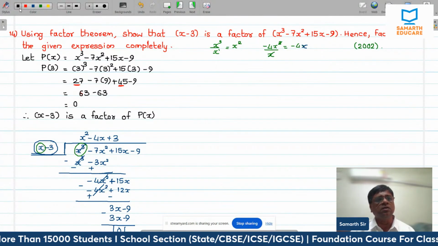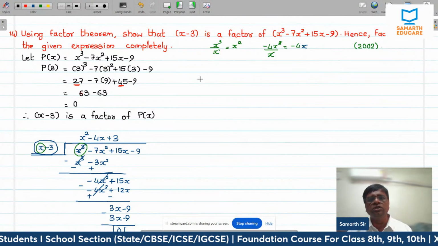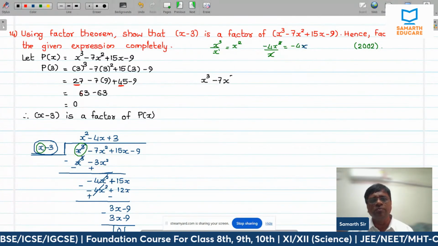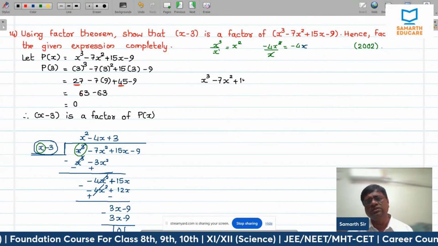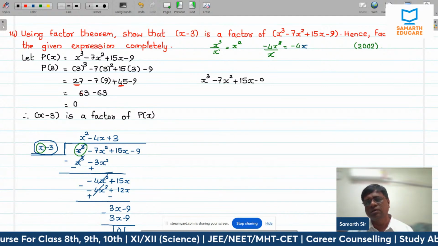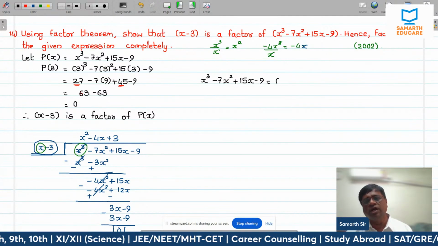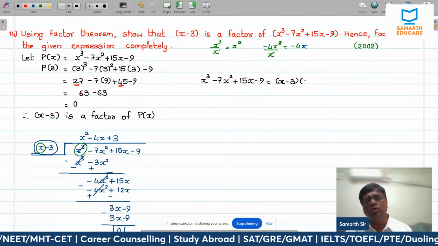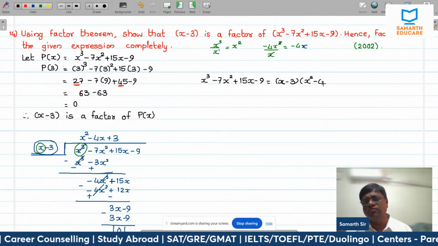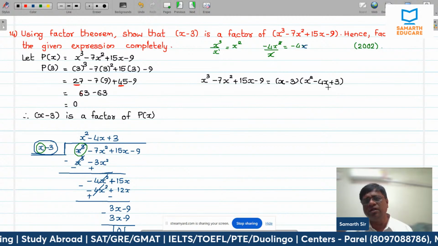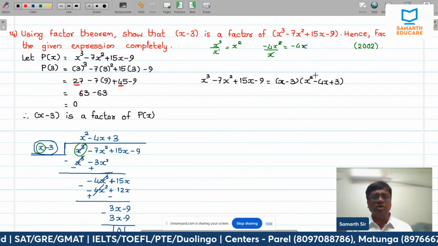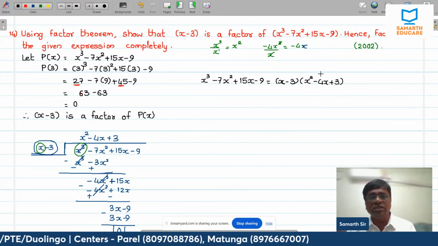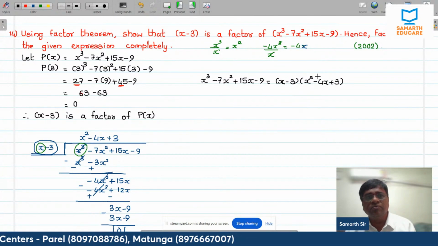That means coming back to this, x cube minus 7x square plus 15x minus 9 is, one factor is x minus 3, that is the divisor, multiplied by the quotient x square minus 4x plus 3, and remainder is 0. All right, now look at this. Have I completely factorized it?